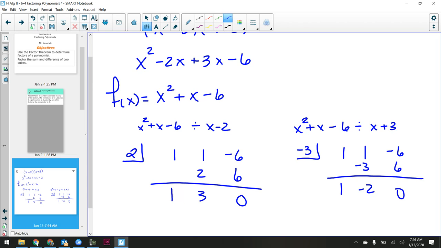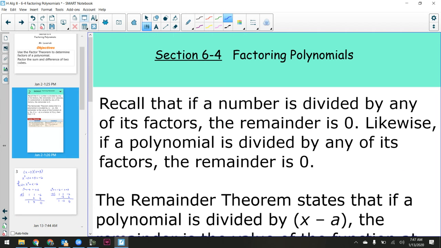Look at that. And look at what the result is. The result is the other factor, right? If we divided it by x minus 2, the result is x plus 3. If we divided it by x plus 3, the result was x minus 2. So just like numbers, if we take a number and we divide it by one of its factors, the remainder is 0. If we take a polynomial and we divide it by one of the factors, the remainder should be 0. So it's an easy way to check that.